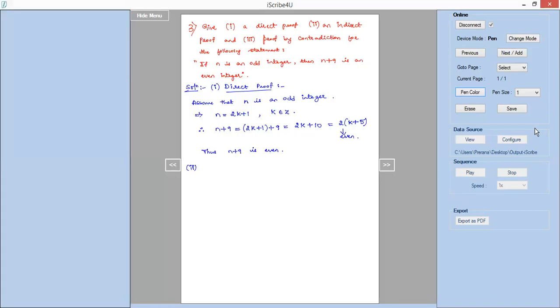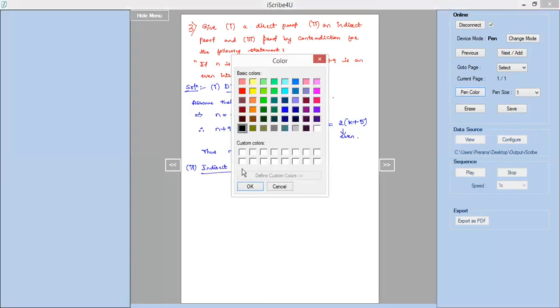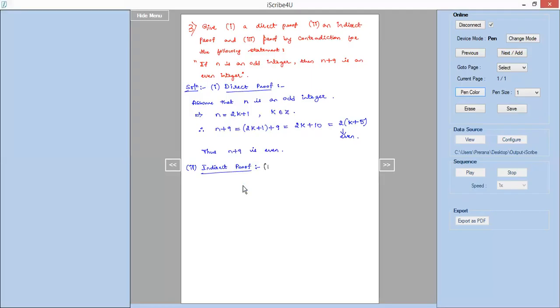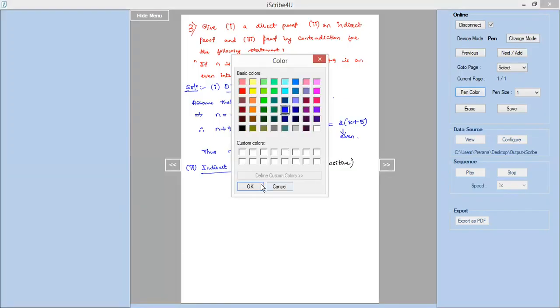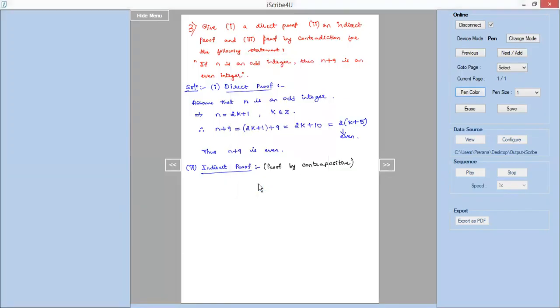So we are now actually doing the indirect proof. Indirect proof is one and the same as writing proof by contrapositive. Both these are one and the same to understand. Okay. So let us do the proof by contrapositive.